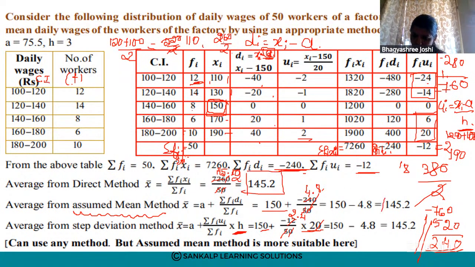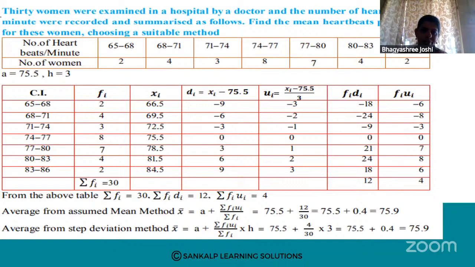That is 145.2. Yes or no? Mean is same in all the cases. So you can use any method, but assumed mean method is more suitable. Okay. So if you have big values, then assumed mean method is more suitable. Or step deviation method also you can use. So this is for 4 marks. If you calculate all the 3 methods, then it will be for 4 marks. Next.